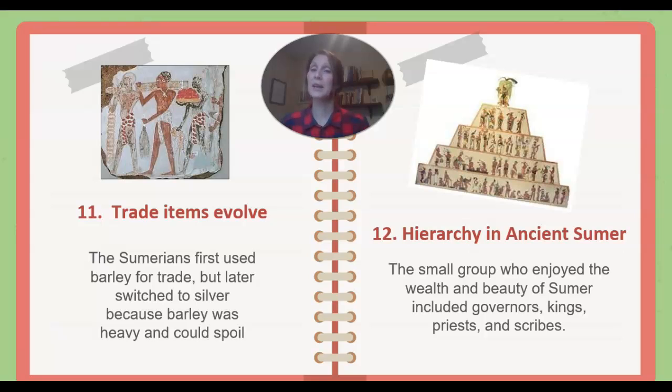Question number 11, trade items evolve. The Sumerians first used barley for trade, but later switched to silver because barley was heavy and could spoil. Hierarchy in ancient Sumer. The small group who enjoyed the wealth and beauty of Sumer included governors, kings, priests, and scribes. And we'll learn throughout our ancient civilization this hierarchy is very common. There were only a few up here at the very top that enjoyed the luxuries. The majority of the people were laborers, slaves. They worked. Very, very few enjoyed freedoms and the beauty and splendor of the ancient world.